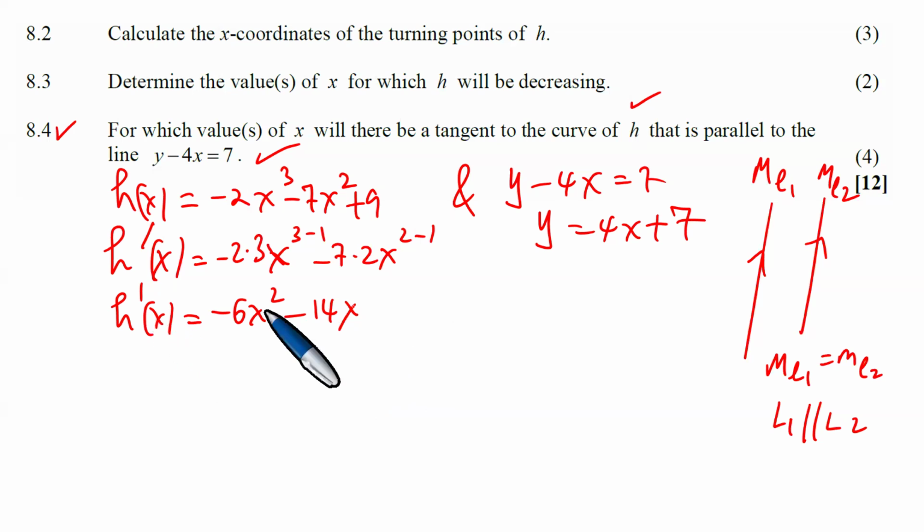So we have that h primed is equal to 4, and therefore the gradient sitting here is 4. This whole thing, the derivative, is called the gradient.